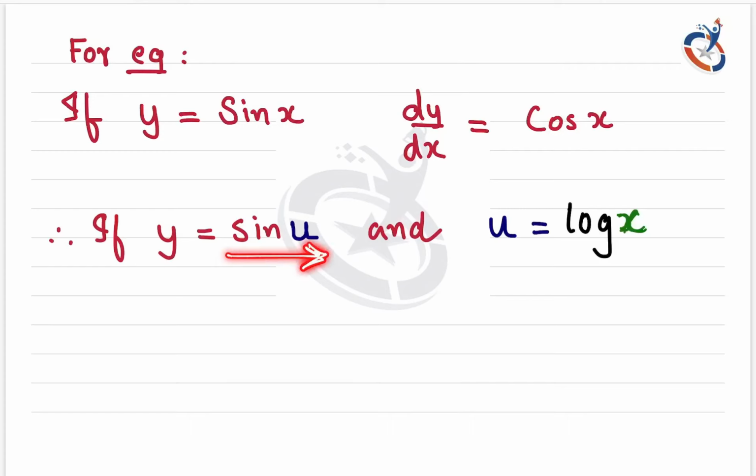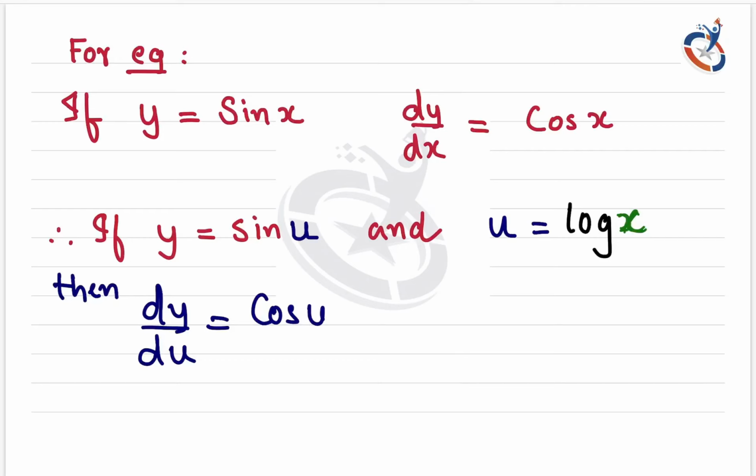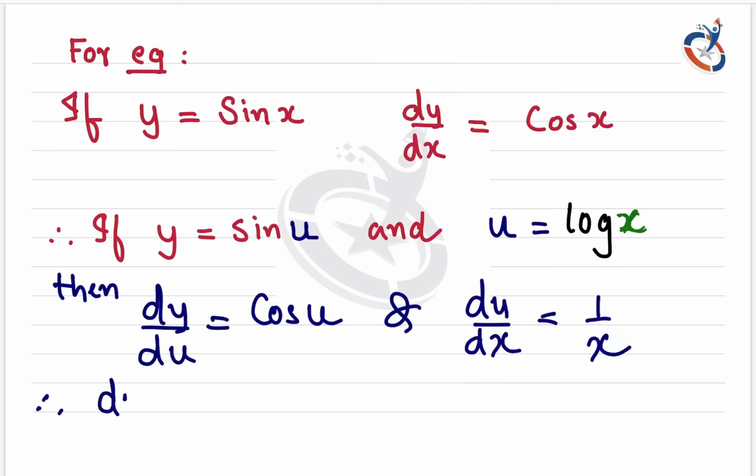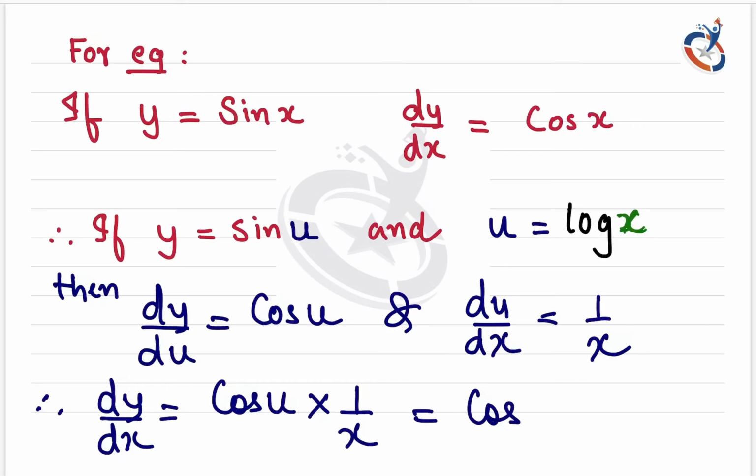Now if y is equal to sin u, where u is equal to log x, then how do you find the derivative? So then dy by du will be equal to cos u, fine, and du by dx, the derivative of log x is 1 by x. Therefore dy by dx will be equal to dy by du into du by dx. So you can write the answer as cos of u. Now u is log x. You can write the answer as cos of log x into 1 by x.